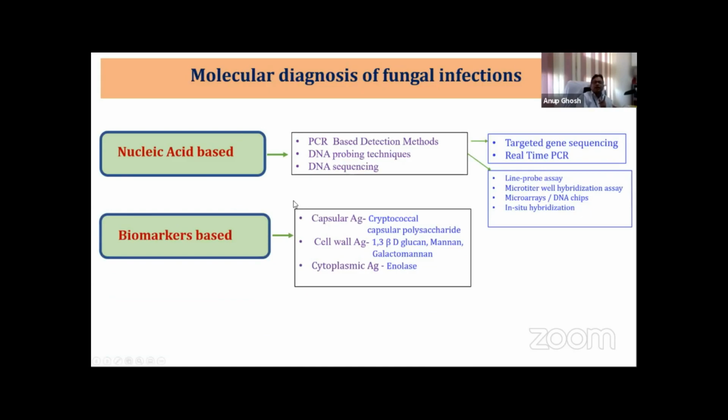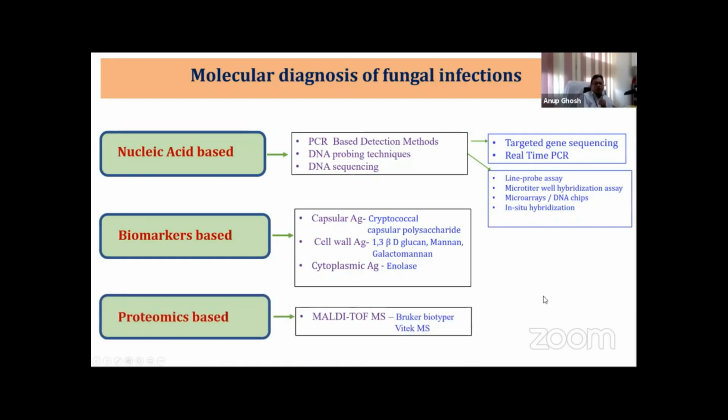The second molecule-based diagnosis is biomarker-based. I told you that it can be any molecule which we can use as a biomarker, like a cell wall component. In the case of fungi, in the cell wall we have 1,3-beta-D-glucan, we have mannan, we have galactomannan. These can be used for biomarker-based diagnosis. Capsular antigen: in the case of Cryptococcus, the outer capsular polysaccharide antigen can be used to detect Cryptococcus infection. And lastly, the cytoplasmic antigen, that is enolase. Although there are some papers, the use is not that many. And lastly, I will talk about the proteomic based, the MALDI based identification.